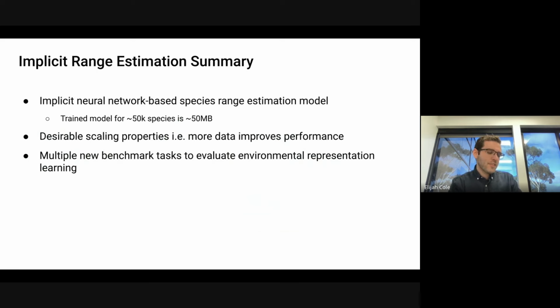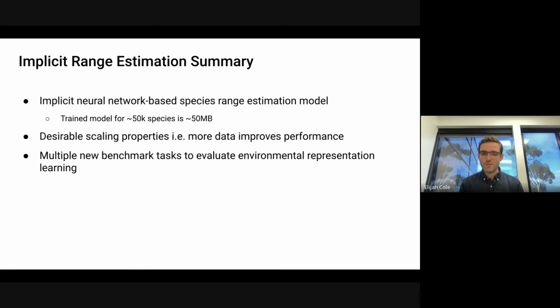So to summarize this branch of work, you can train these implicit neural networks on tens of thousands of species jointly, tens of billions of observations, and you wind up with a model that can produce pretty good range maps for all of these species. And it's a pretty small model. Training the model for 50,000 species is a 50 megabyte model, small enough to run on a phone.